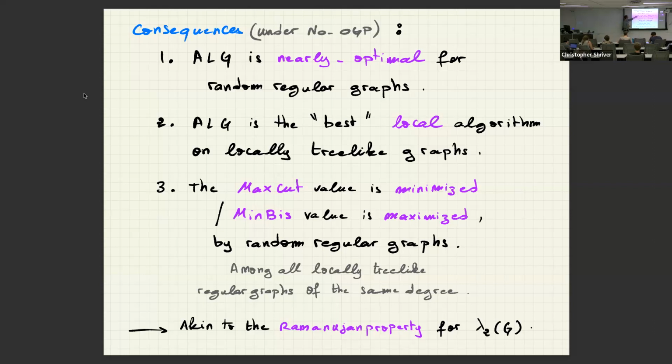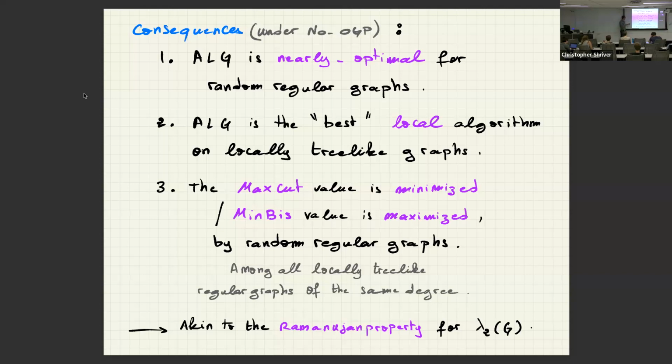And this algorithm is also the best among local algorithms for locally tree-like graphs, because as far as a local algorithm is concerned, when you give it a locally tree-like graph, it might as well assume that it's a random regular graph, right? Because it only sees a bounded region, and that bounded region is isomorphic to a tree. So as far as the algorithm is concerned, any locally tree-like graph looks like the tree. So this is the best value that a local algorithm can achieve.